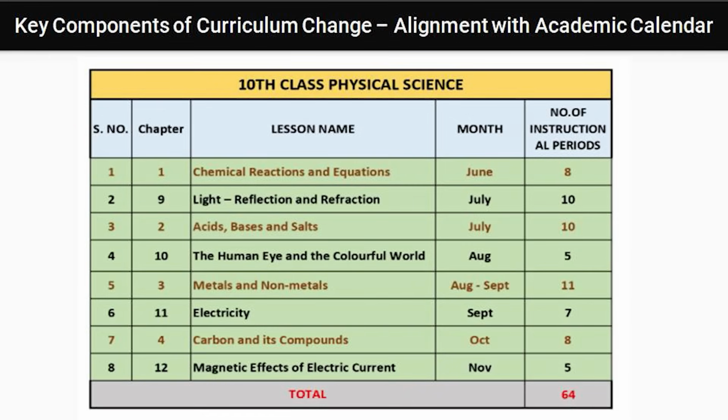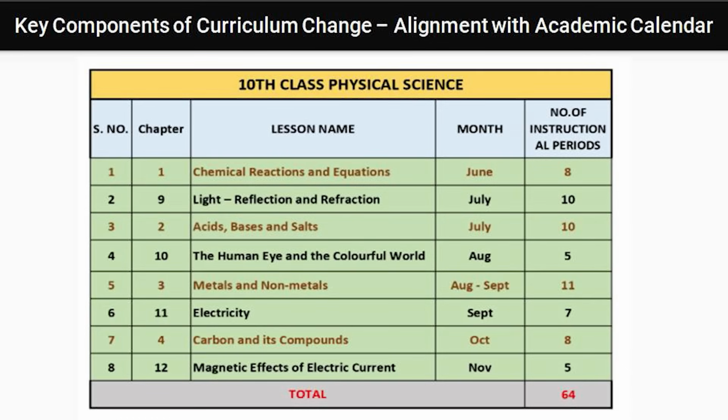But in the case of the 10th class, we have to complete the syllabus by the end of November. That's why we divided the 10th class syllabus as it is. That means chemical reactions and equations is the first chapter, second is light, third is acids and bases, fourth is human eye and colorful world, next metals and non-metals, electricity, carbon and its compounds, magnetic effects of electric current. So these all come between June and November, because we have to implement a 100 days action plan. That's why we align every syllabus, every aspect of curriculum with the academic calendar.